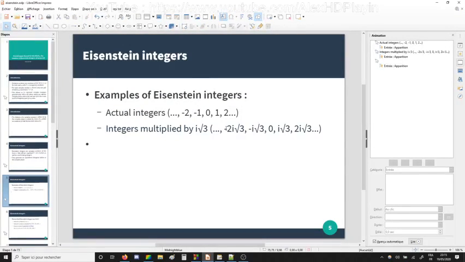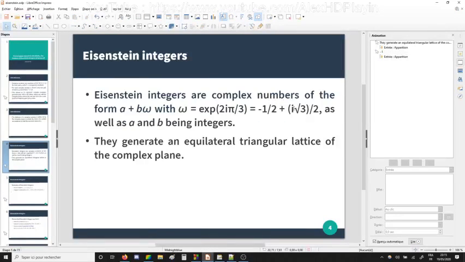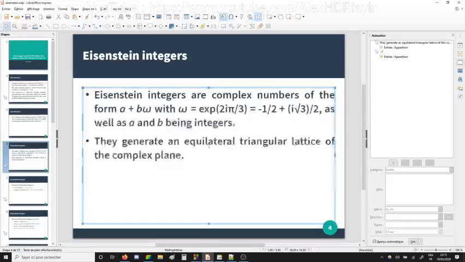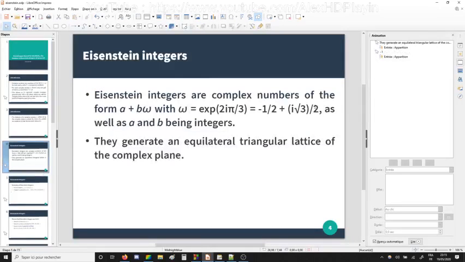Then we have all the integers multiplied by i times square root of 3, which we can sort of see here at least, like square root of 3. I mean i times square root of 3, over 2, yes.